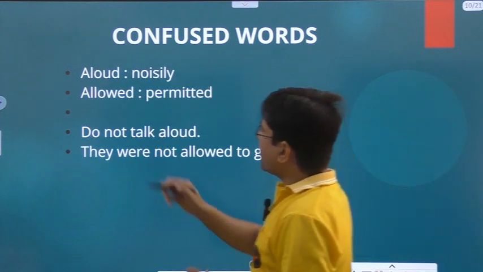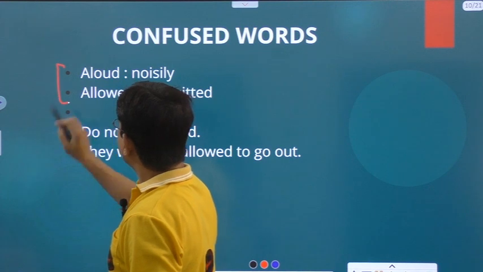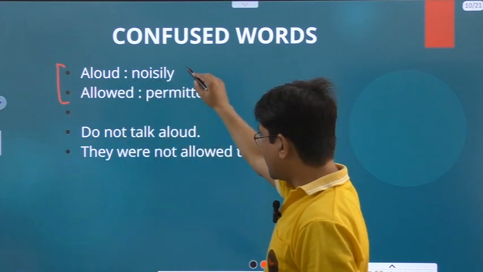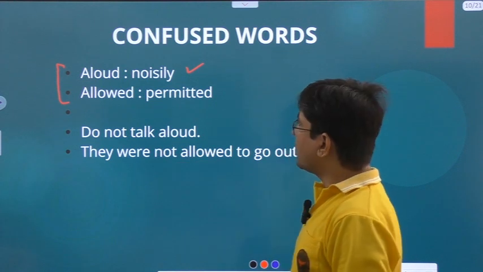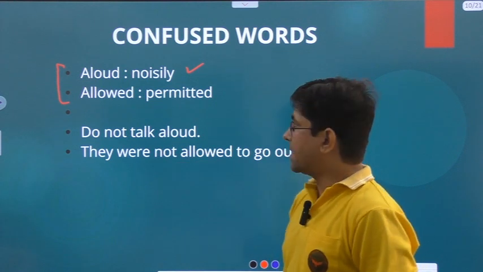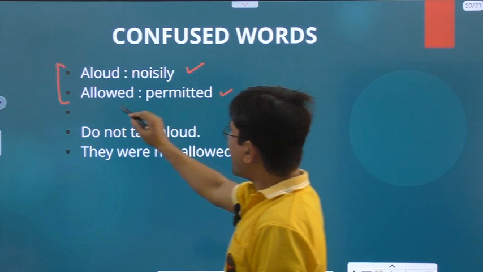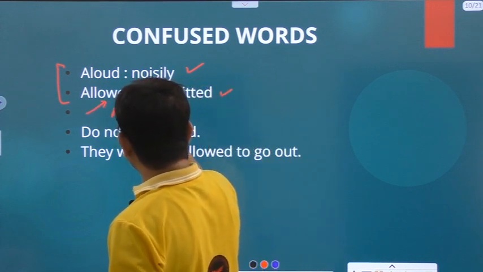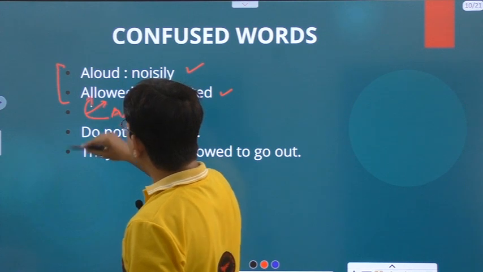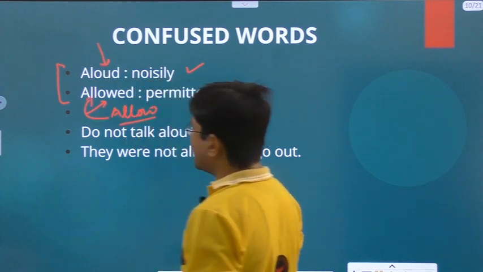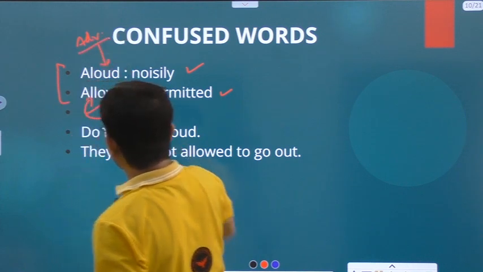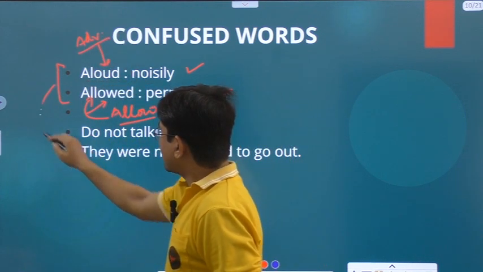My next pair of words is allowed, A-L-O-U-D, allowed is noisily, and A-L-L-O-W-E-D, allowed is permitted. Okay, allowed, A-L-L-O-W-E-D, is the past participle form of allow, A-L-L-O-W. And A-L-O-U-D, allowed, is noisily, that is used as an adverb in the sentence. Okay, let's use these two words in your sentences.